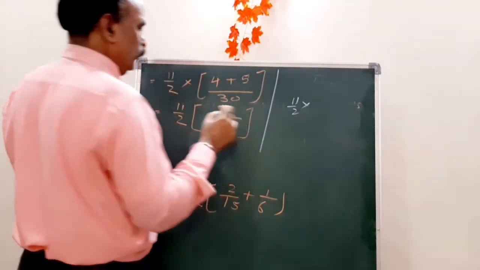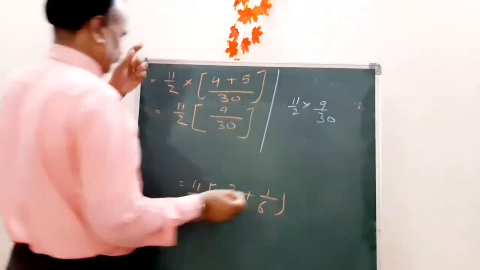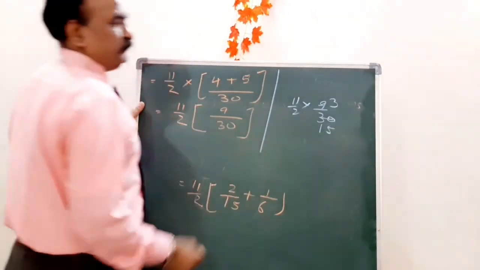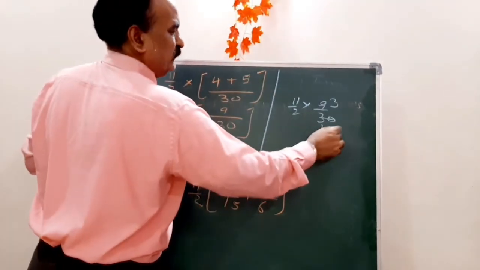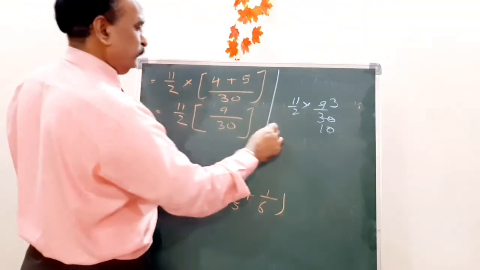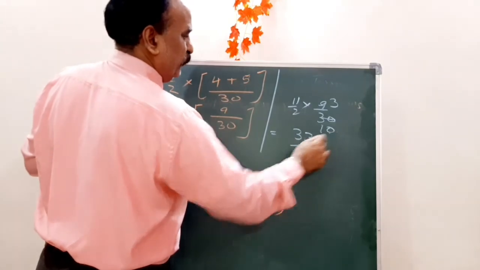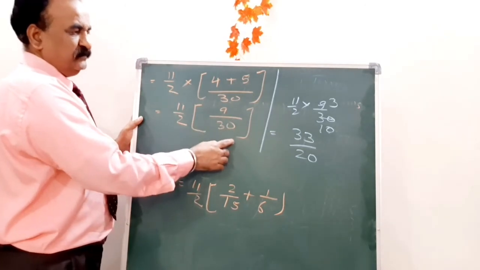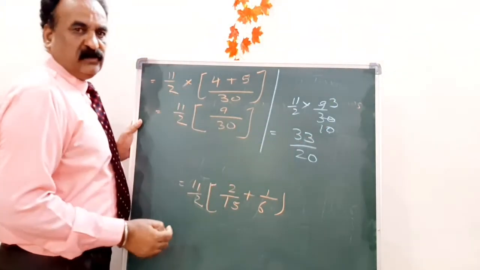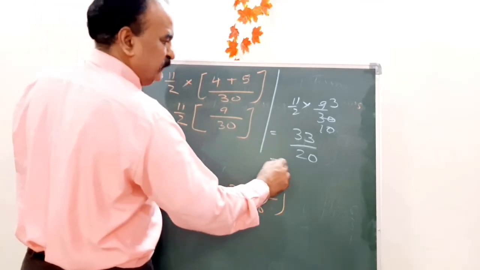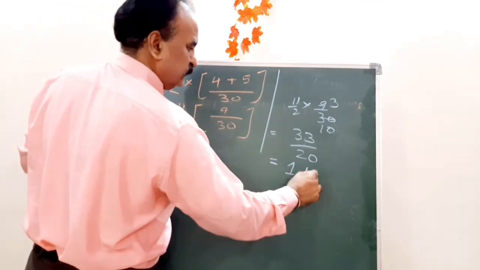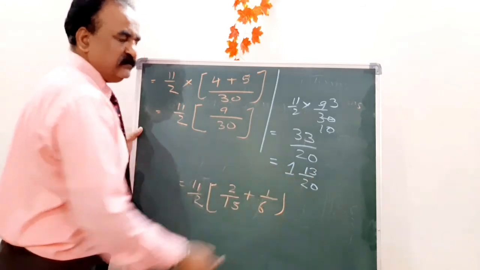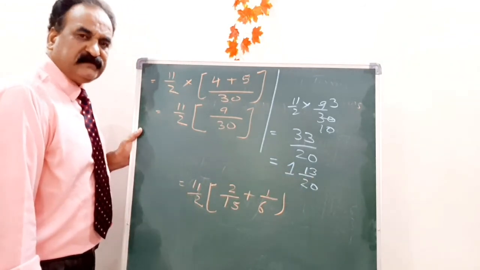11 by 2 into 9 by 30. 3 threes are 9, 3 tens are 30. So you can write here 11 threes are 33 upon 2 tens are 20. 3 threes are 9, 3 tens are 30, 11 threes are 33, 2 tens are 20. Or you can convert into mixed fraction also. It will be 1, 13 upon 20. It means the sum of 11 terms will be 1 13 by 20. I hope this is clear.